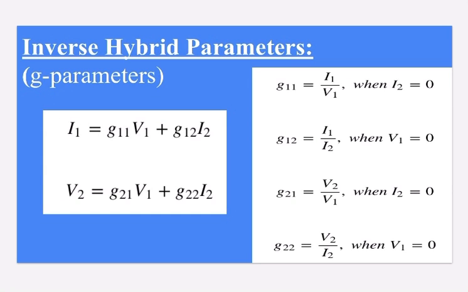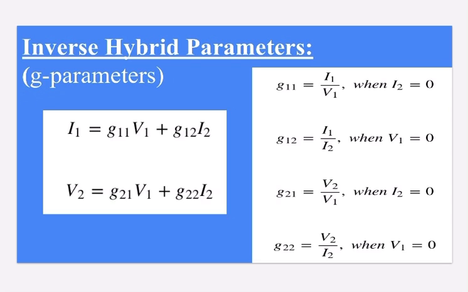And next we have inverse hybrid parameters, which are also called G parameters. So we will get the following set of two equations by considering the variables I1 and V2 as dependent, and here V1 and I2 will be independent. So the coefficients of independent variables V1 and I2 are called G parameters. By this we get the equations as I1 is equal to G11 V1 plus G12 I2, and V2 will be G21 V1 plus G22 I2.